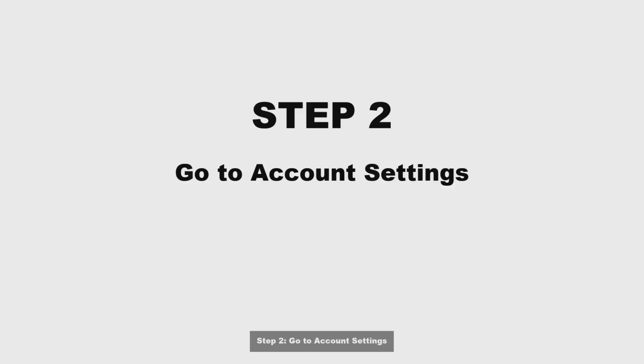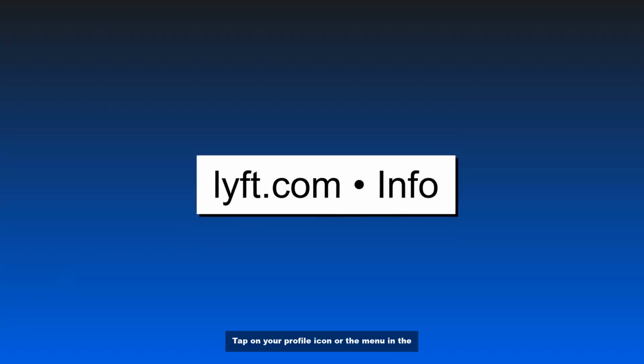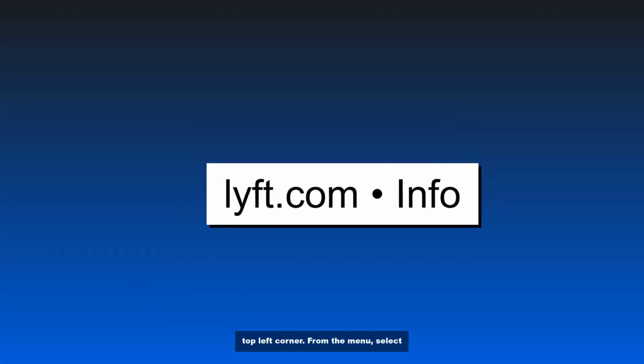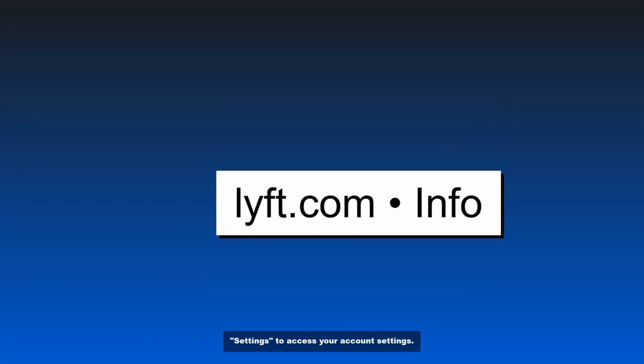Step 2. Go to Account Settings. Tap on your profile icon or the menu in the top left corner. From the menu, select Settings to access your account settings.